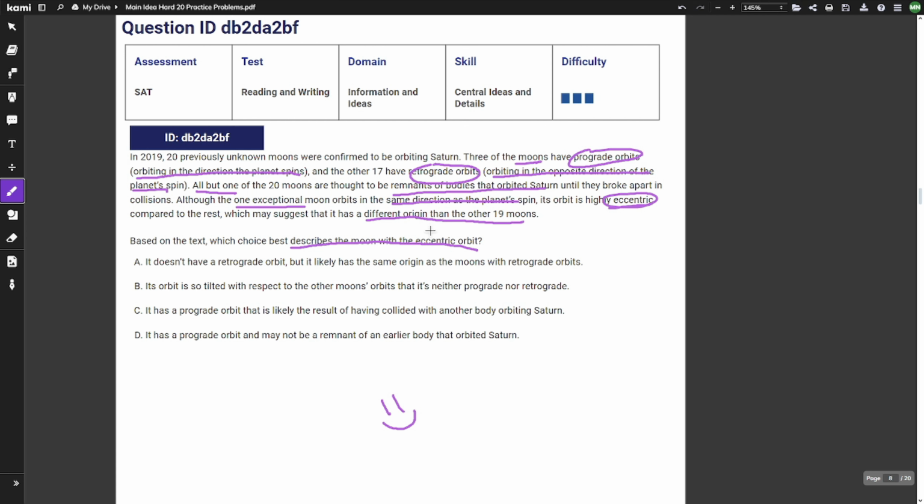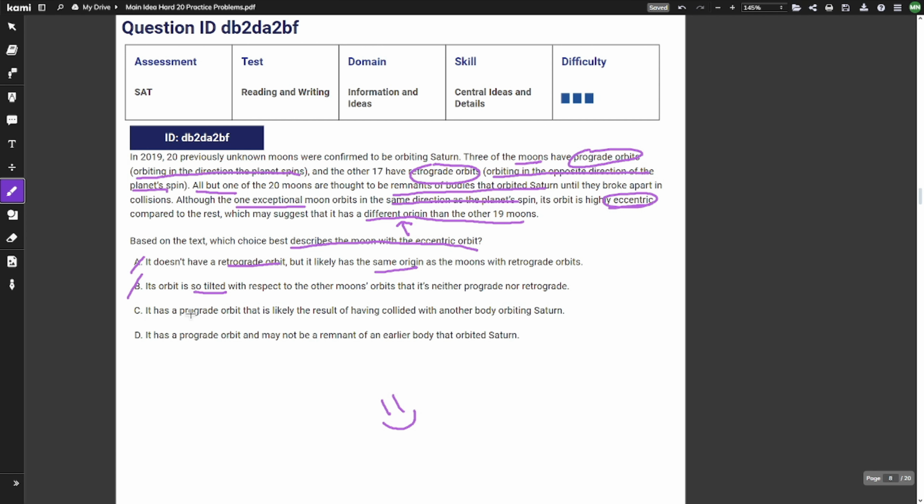Now, let's see what our answer choices are and see what would best make sense. A: it doesn't have a retrograde orbit, that is true, but has the same origin? Nope. Right here it says it has a different origin, so it's not going to be A. B: its orbit is so tilted. It never talks about it being tilted, it just says it's super weird, so it's not going to be B.